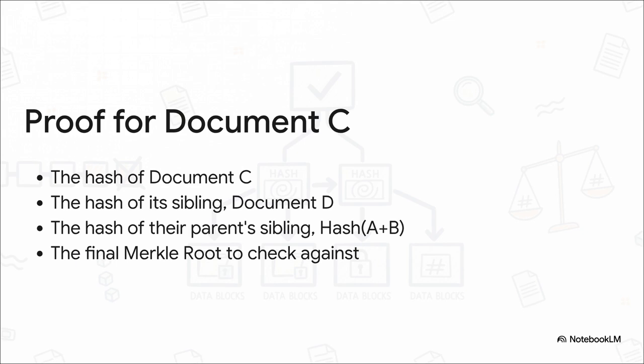Great. So what do you give them next? You give them the sibling of that parent, which is the hash of A and B combined. The verifier then takes the parent hash they just calculated, combines it with the sibling you just gave them, and hashes that. If the final root they calculate matches the official one on the blockchain, boom, your proof is valid. You've just proven document C was in the original set without revealing anything about A, B, or D.